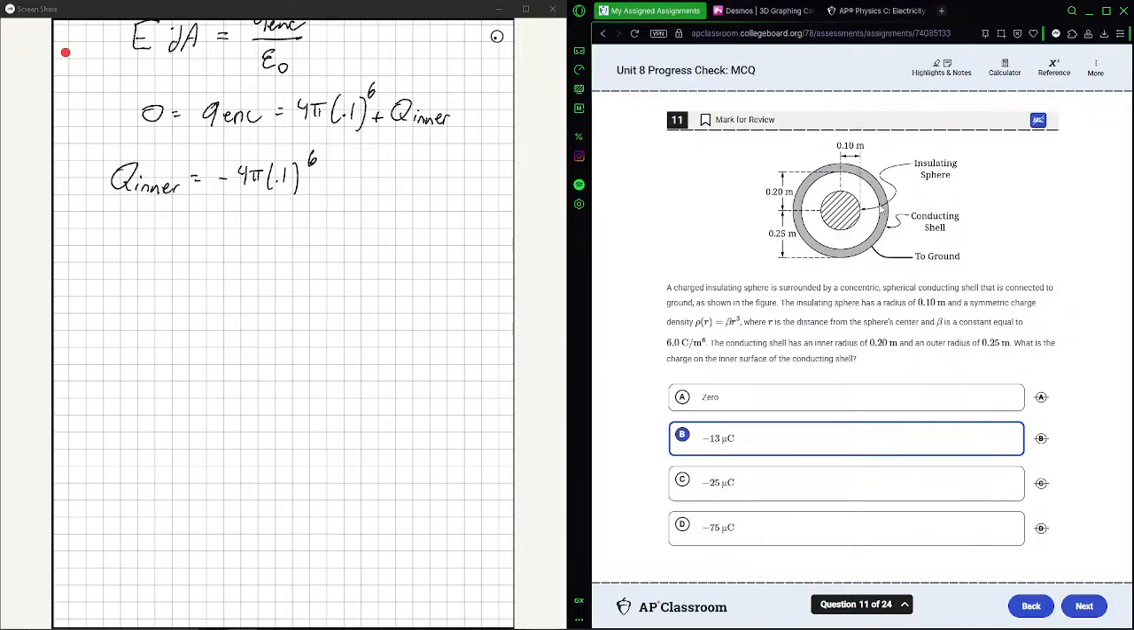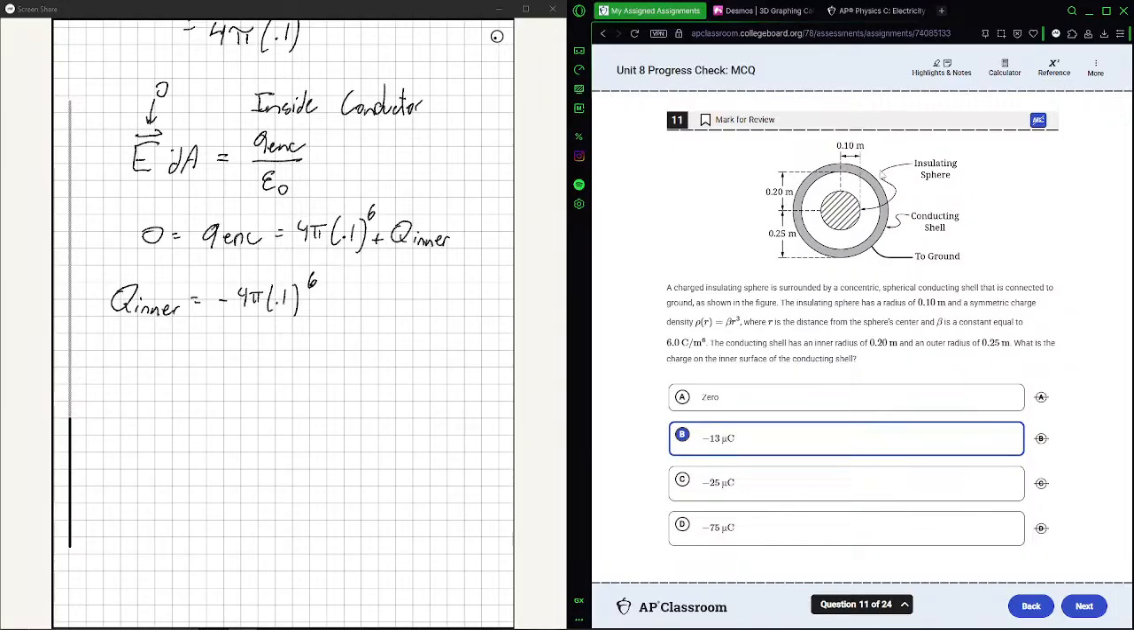What that means is that all the charge that's enclosed by that sphere is going to be the charge on the inner surface plus all the charge in this sphere. So this sphere's charge plus the inner surface charge. But what we also know is that for any point within a conductor, the net electric charge is 0.